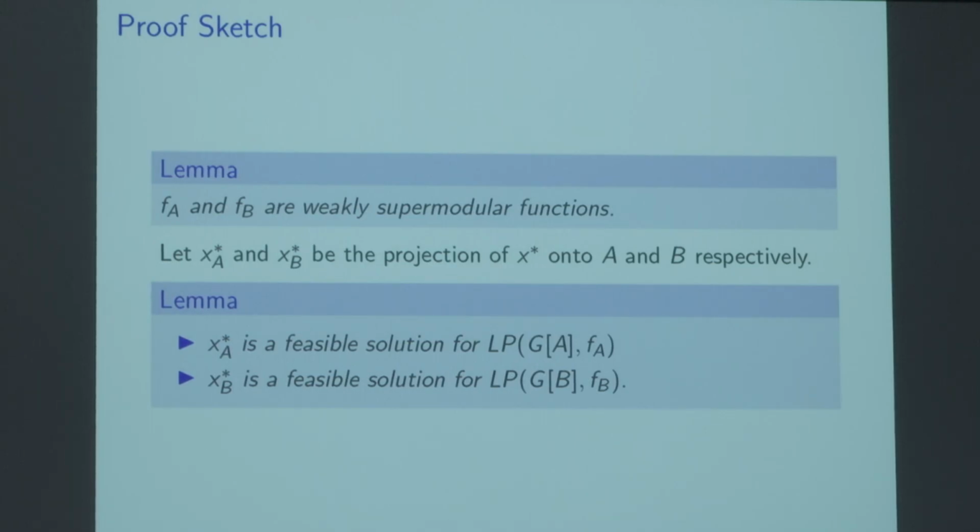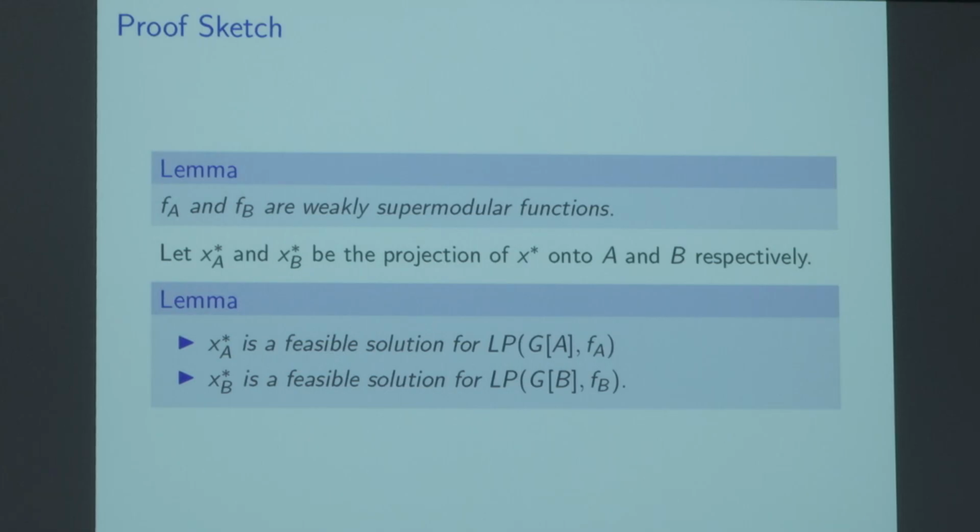All right. So we start with a vertex solution to the original problem. I look at a set of maximum deficiency. I define these two functions on subsets A and B, and my original feasible vertex solution is also a feasible solution for these two smaller problems.